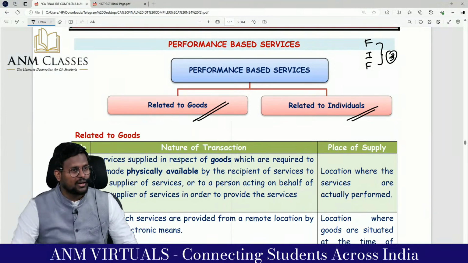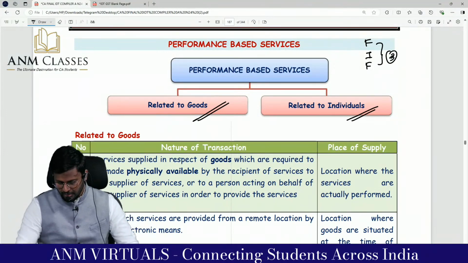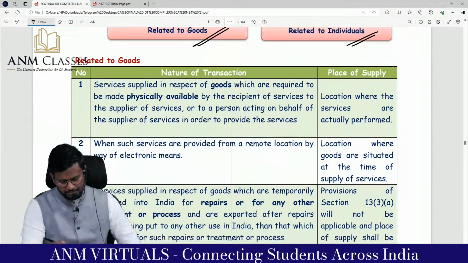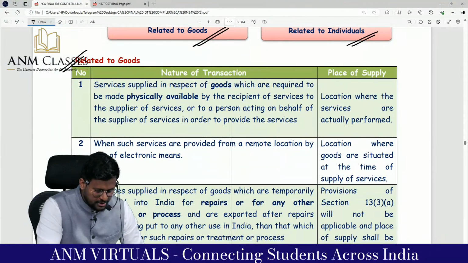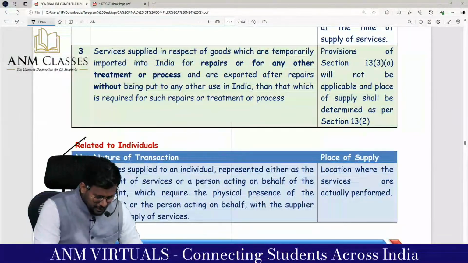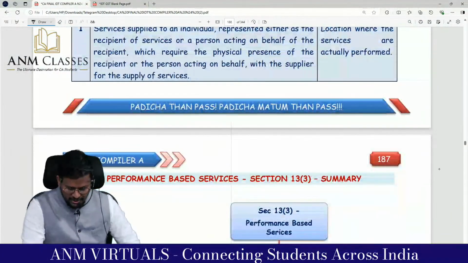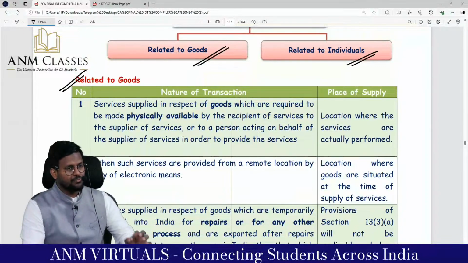They have divided it into two. One related to goods and one related to individuals. We are moving into the first one, called related to what? Then we will move into related to what? Shall I? Fantastic, sir. Come on, sir.